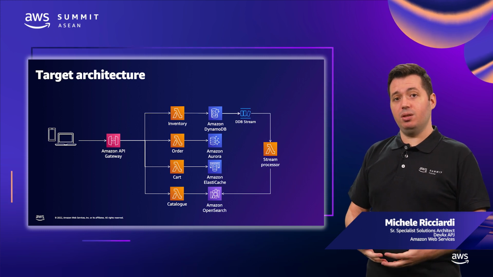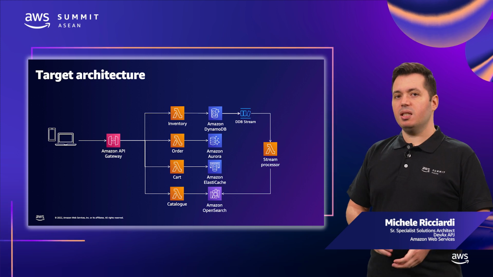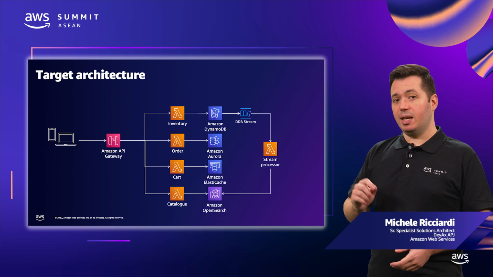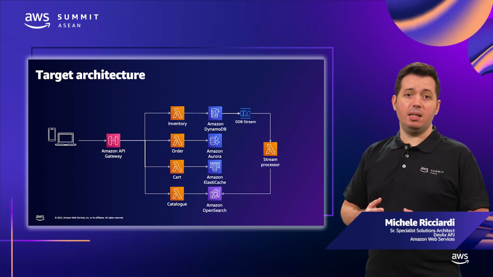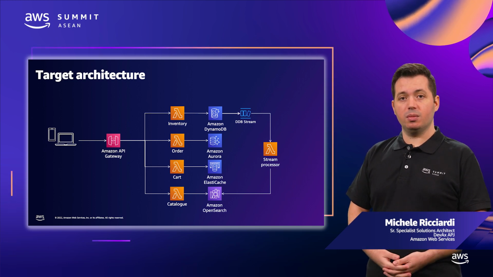To solve this challenge, we can leverage the event notification pattern. In this example, we can leverage Amazon DynamoDB streams to notify the catalog every time a new pet is added or an existing pet is deleted from the inventory, and update the catalog accordingly.